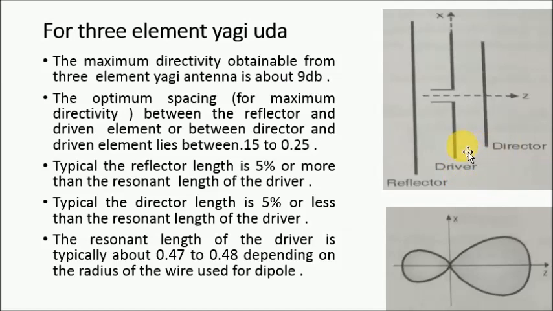The optimum spacing between the reflector and the driven element, or between the director and the driven element, lies between 0.15 to 0.25, and the reflector length is 5% or more than the resonant length of the driver. And we have the typical length of 5% or less than the resonant length of the driver in case of the director. The resonance length of the driver is typically about 0.47 to 0.48 lambda, depending on the radius of the wire used for this dipole.